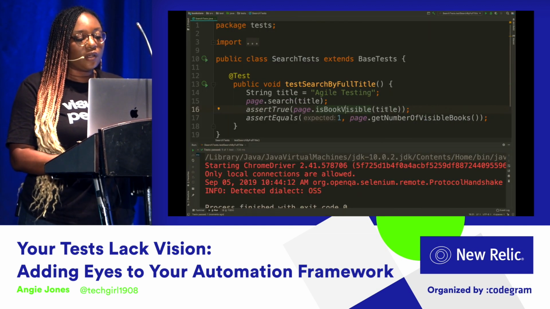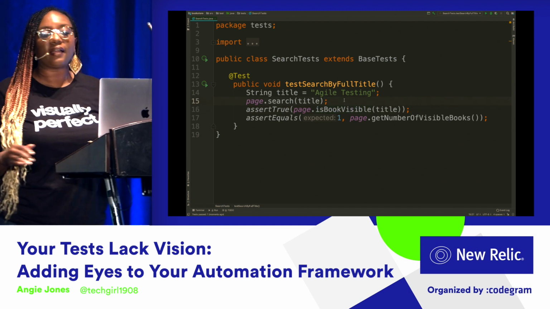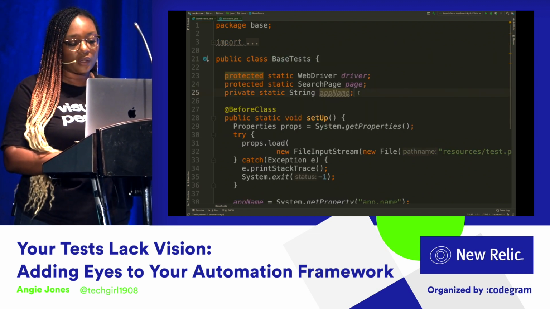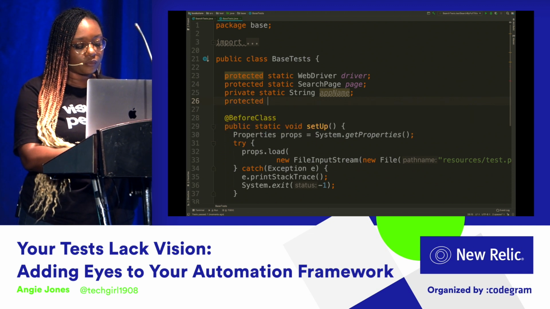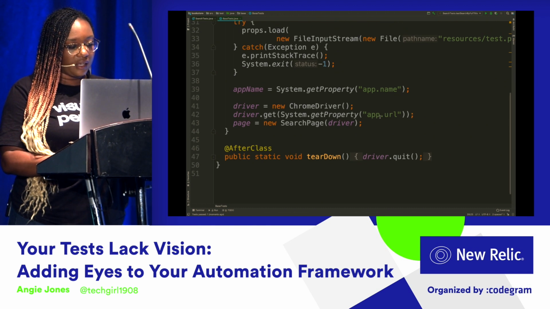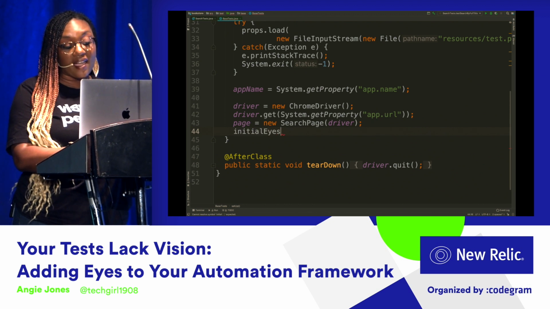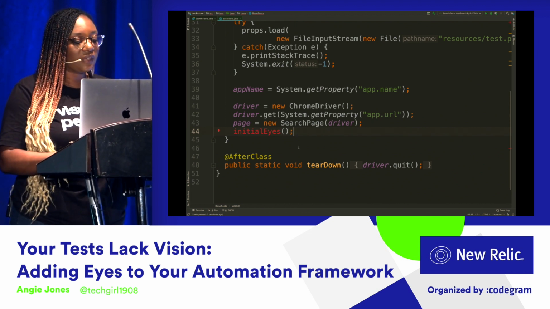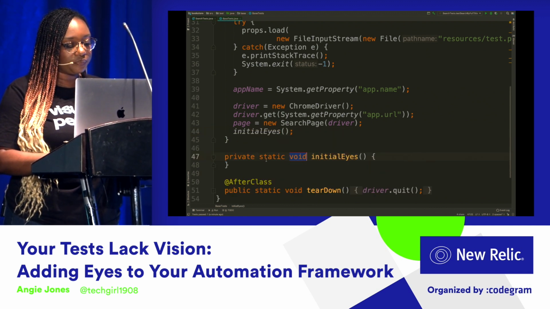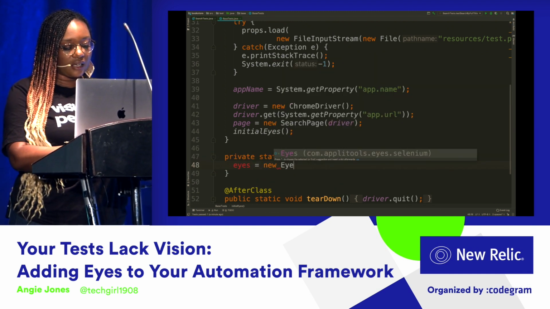All right. So I can add the visual testing right here in the test itself, but I'm going to put it at a higher level just so that I can reuse it across any test that I want to. So I'm going to create this eyes object, and we'll create a new method here that we'll call initialize. Get it? And we'll go ahead and create this thing. And what you need to do is just go ahead and instantiate it.